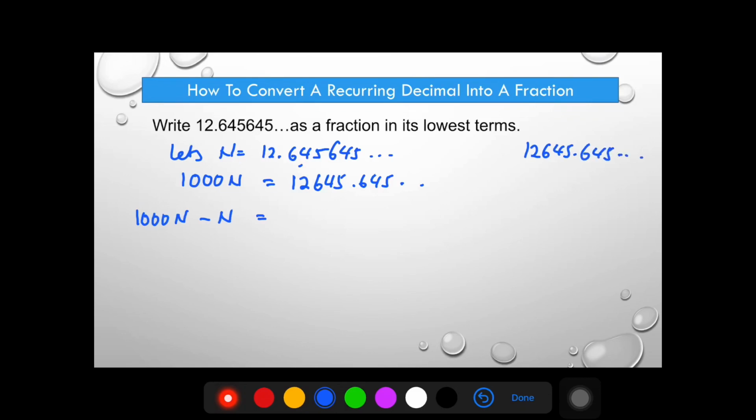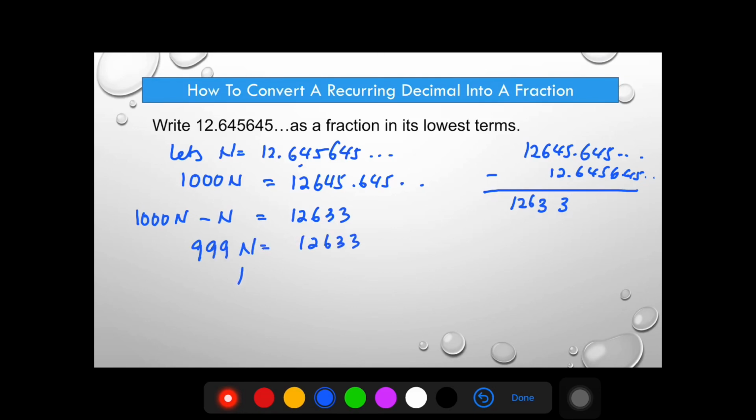12645.645 minus 12.645... and so on. So you are going to have 12645 minus 12, which is 12633. So 999n equals 12633, n equals 12633 over 999, or you can write it as 12 and 215 over 333. This is the simplest form.